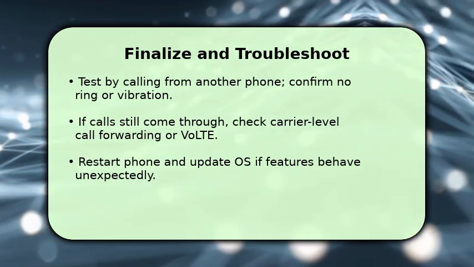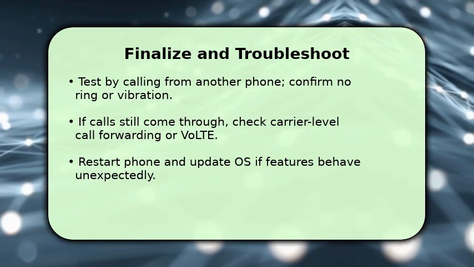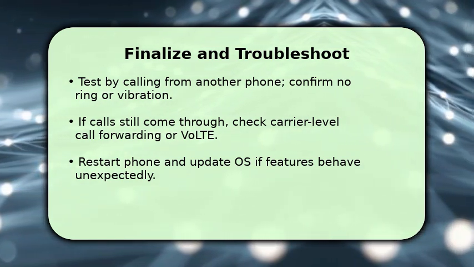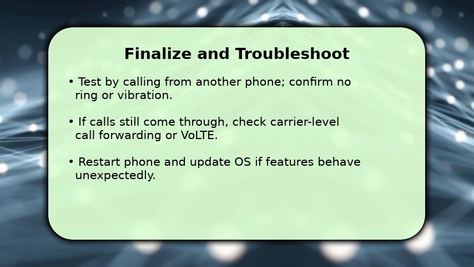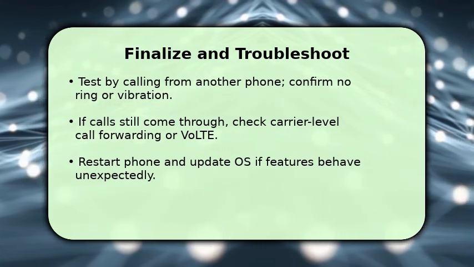If behavior is inconsistent, restart the phone and install available system updates, then reapply DND and block lists. This fixes lingering bugs and ensures your phone stops all incoming calls as intended.